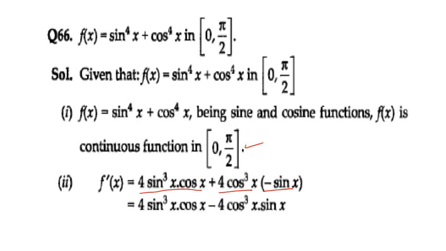Now what you have to do? Now it will be 4 sin cube x cos x minus 4 cos cube x sin x. Take 4 sin x cos x common, then in the bracket it will be sin squared x minus cos squared x. Sin squared x minus cos squared x, you can write it as minus of cos squared x minus sin squared x, because minus you take it outside. So cos squared x minus sin squared x is what? Cos 2x.